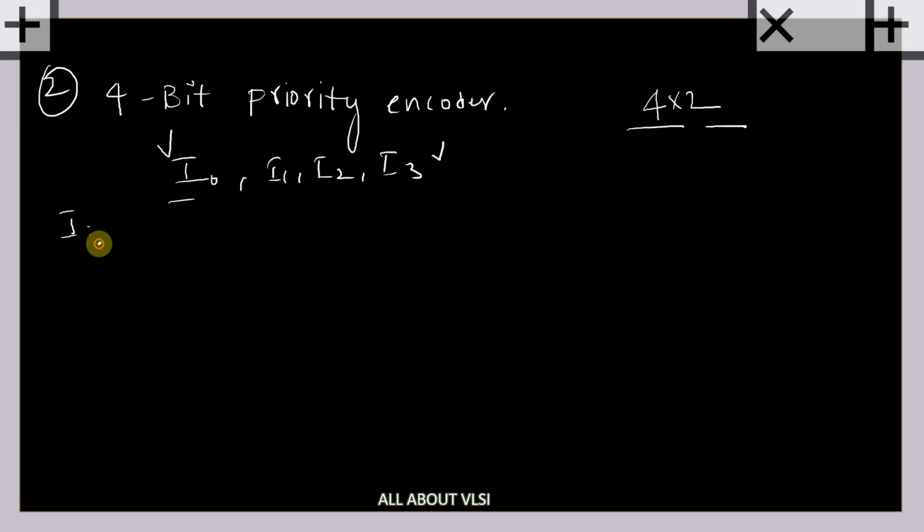First of all, if you want to code this particular priority encoder, obviously you need to know the truth table for it, right? Without a truth table, you cannot code this.